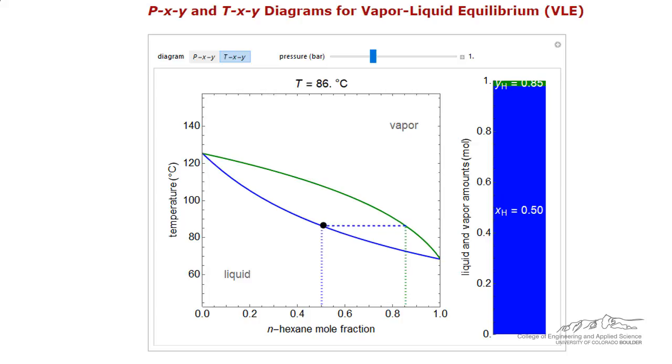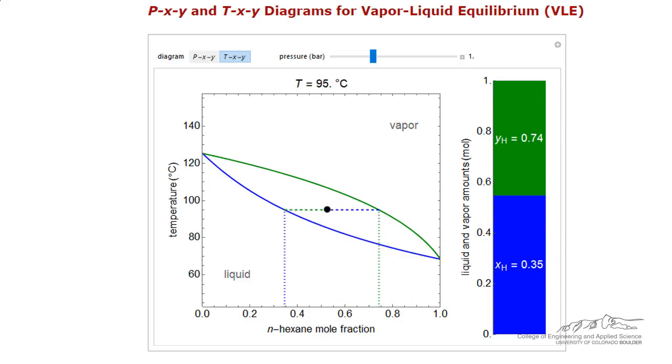The first bubble of vapor will be present in the liquid mixture, with the composition in the vapor phase obtained by drawing a horizontal tie line across to the green curve. As the temperature is further increased, the mixture enters the two-phase region enclosed by the blue and green curves. A horizontal tie line is used to obtain the liquid and vapor compositions.